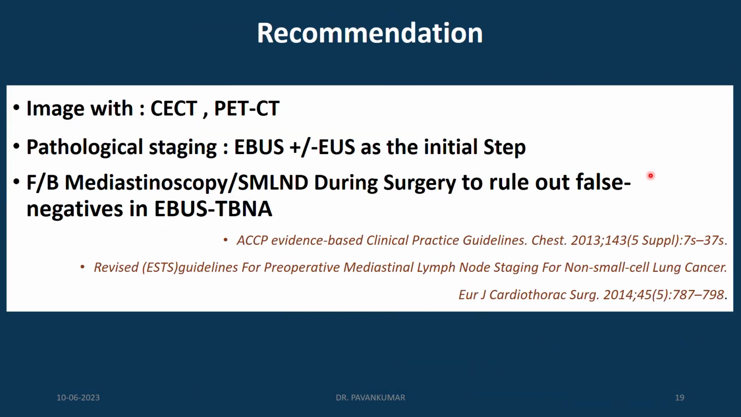So the recommendation to be taken from today is: image your patient with CECT with upper abdominal cuts till adrenal and liver. If possible, PET-CT is preferred. In pathological staging, first staging should be done with EBUS and EUS. To avoid false negative results, you can do mediastinoscopy, or systematic mediastinal lymph node sampling during surgery, to improve the sensitivity and reduce unnecessary thoracotomies.